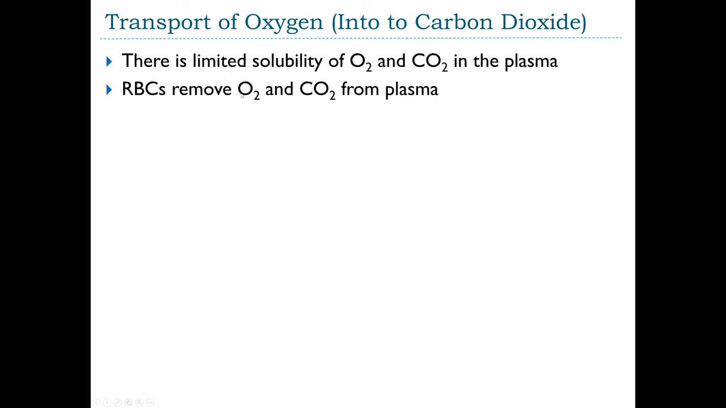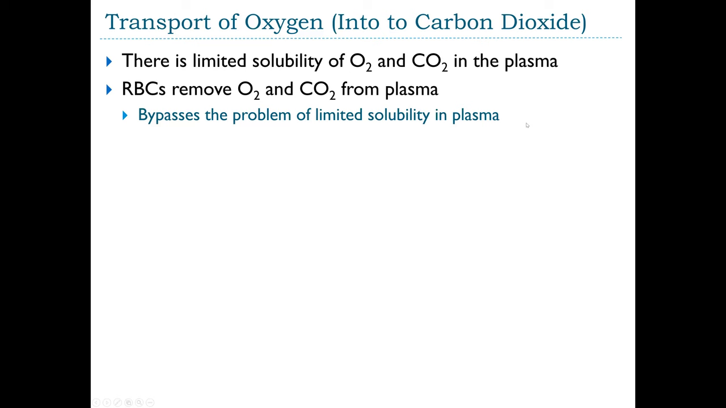And so it is for this reason that we have red blood cells. Red blood cells are able to remove the oxygen and the carbon dioxide from the plasma so that the blood can carry more of both gases than if our blood was just liquid and didn't have the red blood cells. So having the red blood cells bypasses the problem of these gases having a limited solubility in plasma.